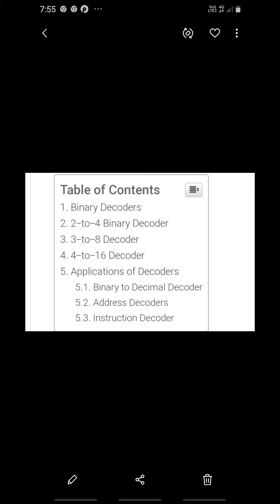And these are used in binary to decimal decoders, binary to octal decoders and BCD to decimal decoders, and these are used in address decoders, and these are used in instruction decoders, and these are also used in 4-bit to hexadecimal decoders.